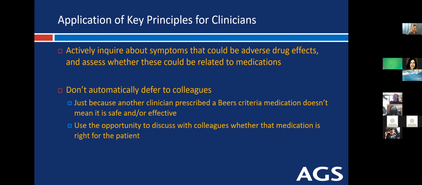They also recommend not to automatically defer to colleagues. Just because another clinician prescribed a Beers criteria medication doesn't necessarily mean that it's safe or effective. Use the opportunity to discuss with colleagues whether that medication is right for the patient. It's also important to think about when the medications were started. A medication may have been appropriate for a patient who was 60 years old when it was started, but as that patient gets older, it may not continue to be appropriate for that patient.